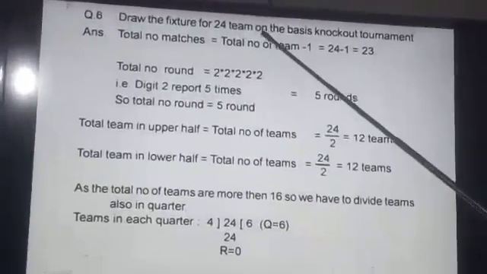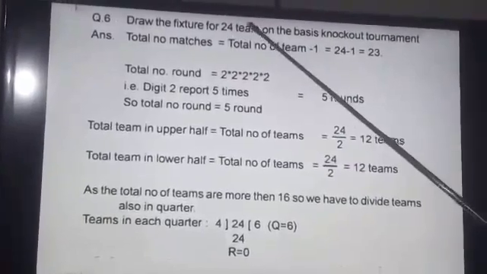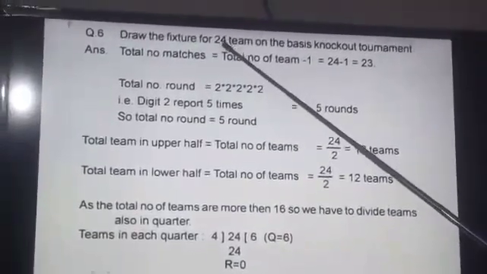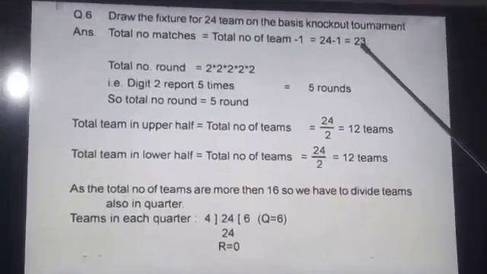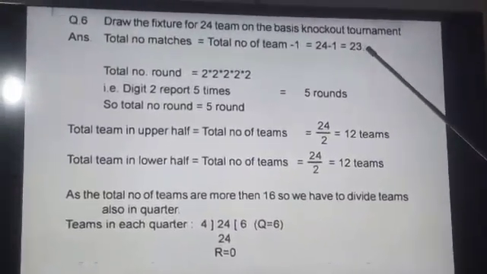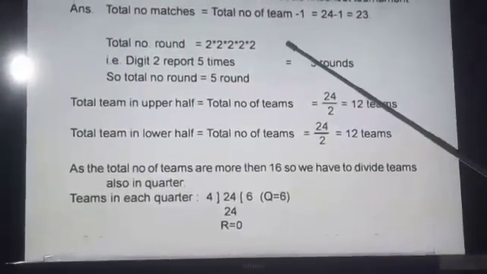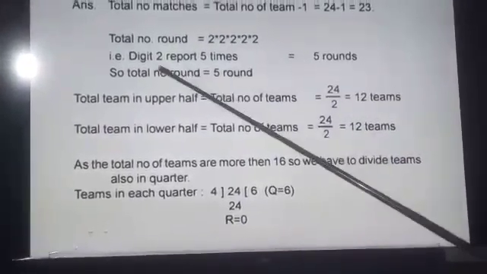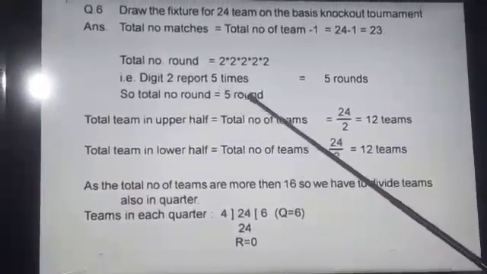With more examples, draw the fixture of 24 teams on the basis of a knockout tournament. Example 2: total number of teams is 24. Total number of matches is total number of teams minus 1, so 24 minus 1 is equal to 23. Round up to the nearest power of 2. The nearest power of 2 is equal to 32; 16 is less and 32 is greater, so take the greater power of 2. 2 into 2 into 2 into 2 into 2 is equal to 32. So there are 5 rounds here, because the digit 2 is repeated 5 times. Total number of rounds is 5.